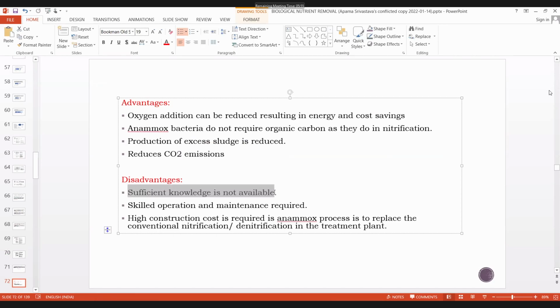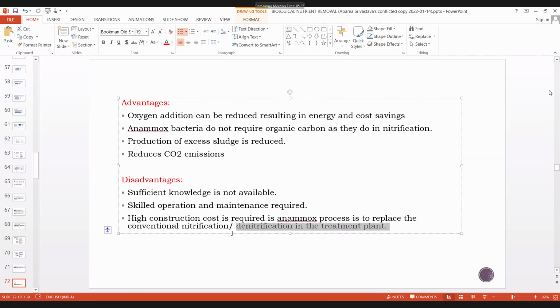Disadvantage: sufficient knowledge is not available. The meaning of this line is that the detailed design or detailed configuration is still not available. Skilled operation and maintenance are required. High construction cost is required, as this process would replace the conventional nitrification denitrification treatment plant.